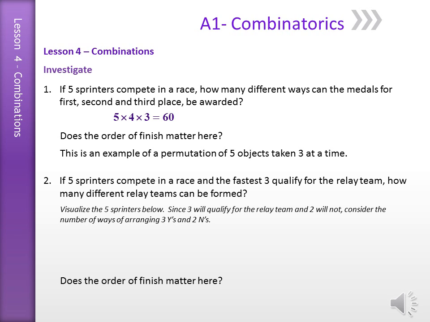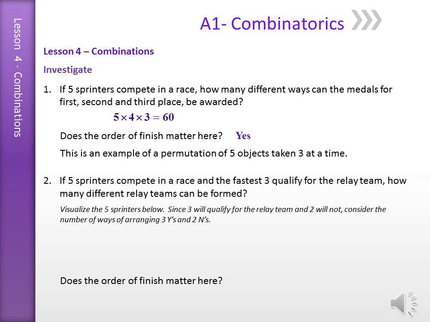Does the order matter here? Yes, it does. So this is an example of a permutation of 5 objects taken 3 at a time. Number 2. If 5 sprinters compete in a race and the fastest 3 qualify for the relay team, how many different relay teams can be formed?